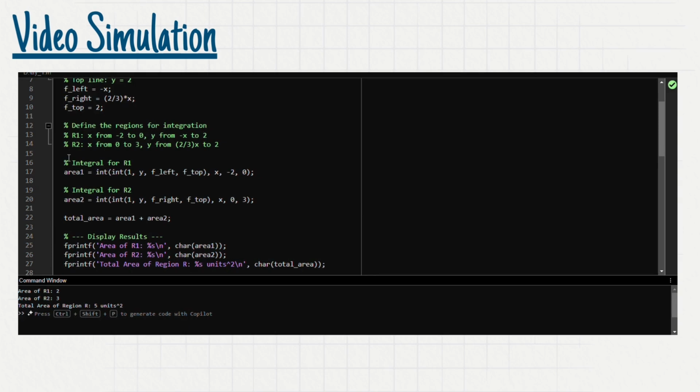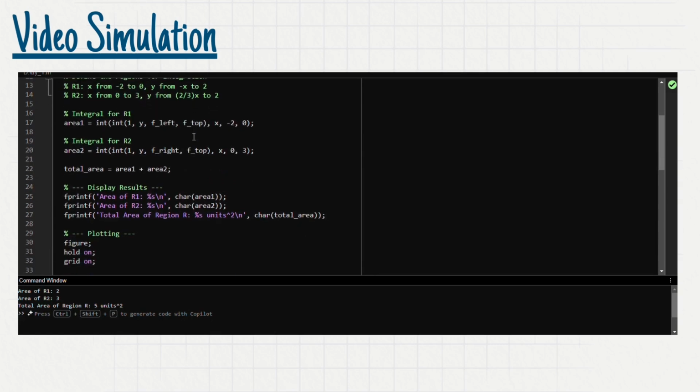For R2, the right side, x goes from 0 to 3, and the height is bounded by y equals 2/3 x at the bottom and y equals 2 at the top. So this is basically the description for this region.